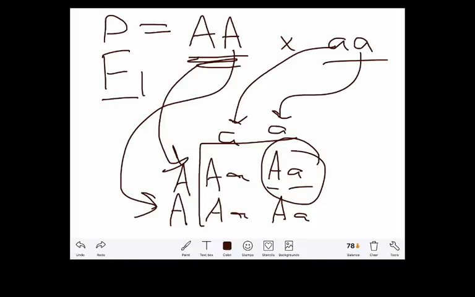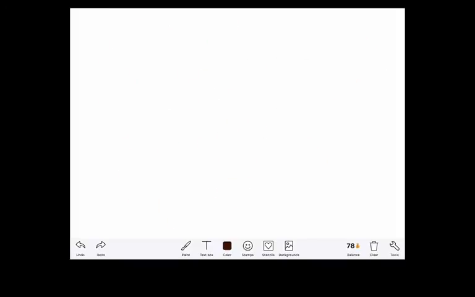Number 5. The second generation offspring of a cross between individuals who are homozygous for different alleles of a gene are called what? The second generation. So it's talking about the F2s of a cross between individuals who are homozygous for different alleles of a gene. Well, that was pretty easy.